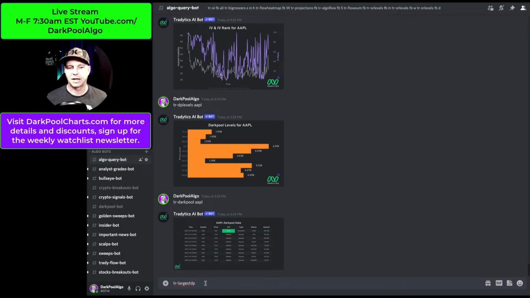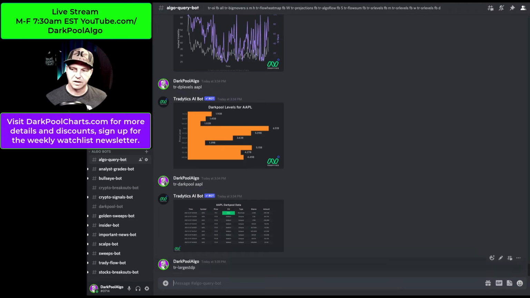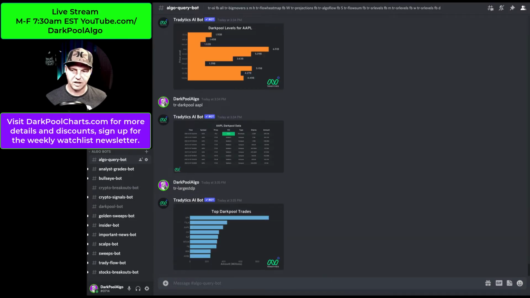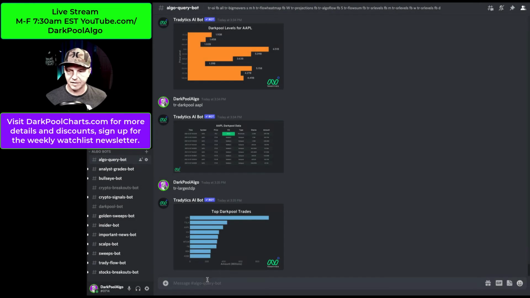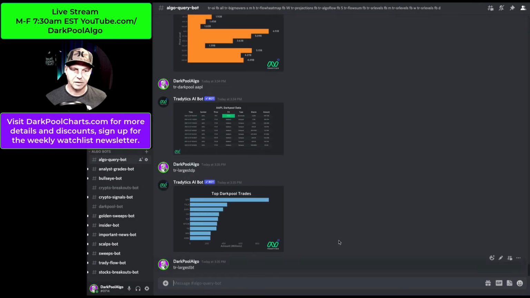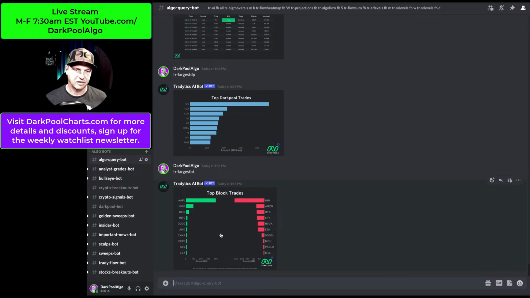You think something's going to happen at that level? Believe it. Looking for the largest dark pool orders across all stocks is the TR largest EP. It shows you that SPY obviously had the most, Tesla second, and Apple third. Those are the amounts in millions, and then obviously the largest block trade orders across all stocks for the day, Apple and IWM, no surprise there.